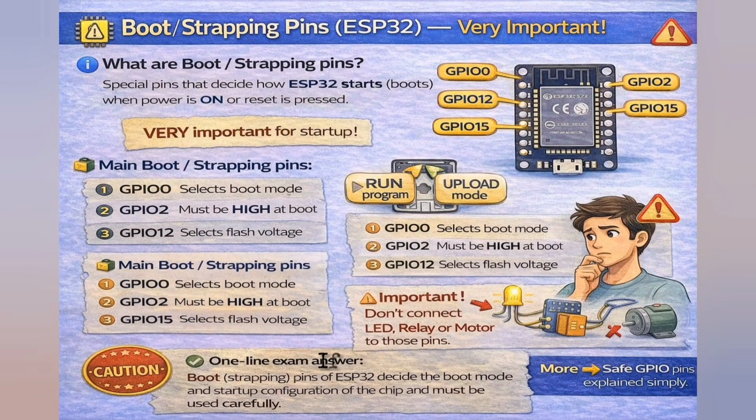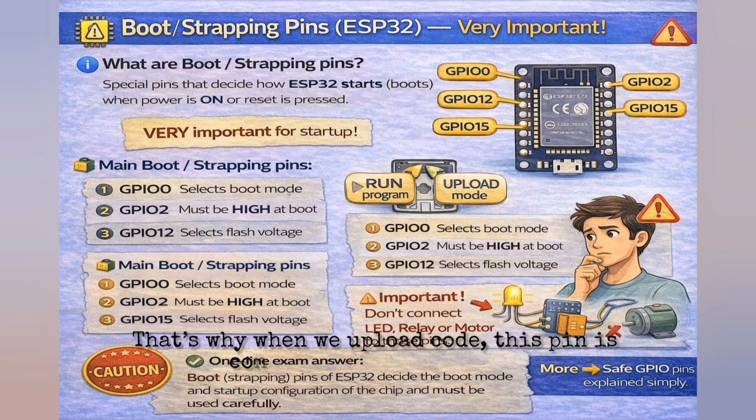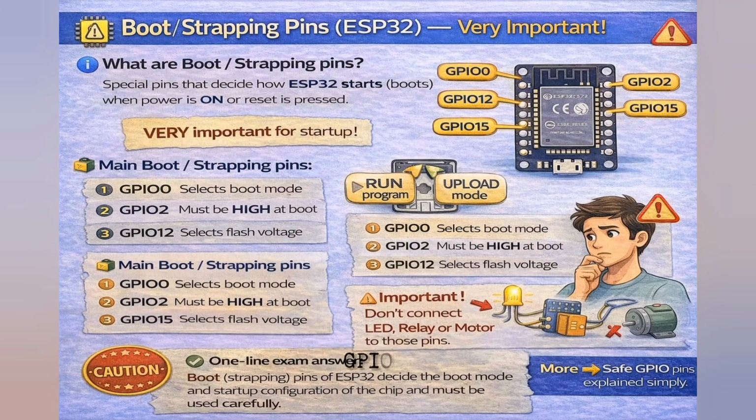GPIO 0, most important. If GPIO 0 is high, ESP32 runs your program. Low, ESP32 goes to program upload mode. That's why when we upload code, this pin is controlled automatically. GPIO 2. This pin must be high during startup. If it is low, ESP32 may not boot.